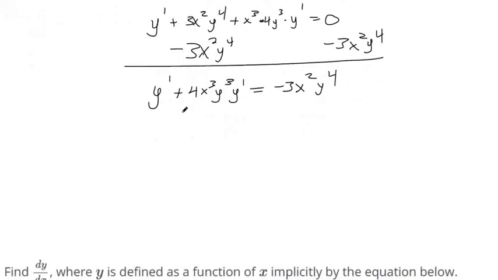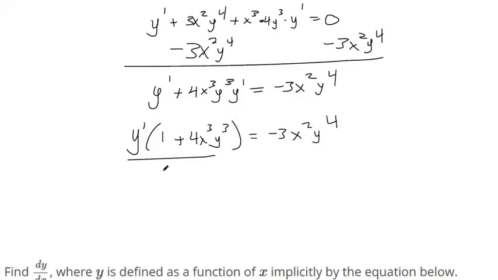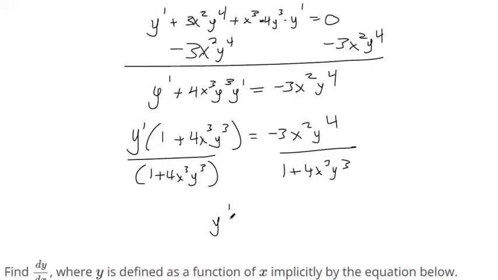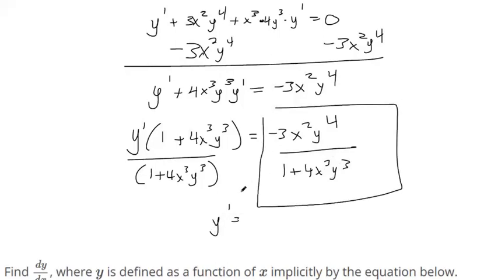Almost there. Both these terms have a y prime in them, so let's factor out y prime. Left with 1 plus 4x to the third, y to the third. And our goal is to get y prime by itself, so my last step is to divide 1 plus 4x to the third, y to the third from both sides. And that's dy/dx. That's the derivative with respect to x.